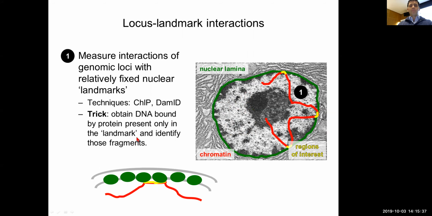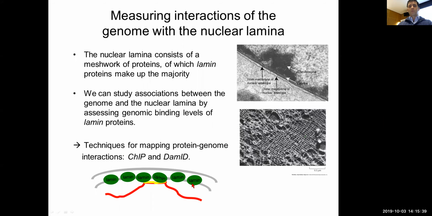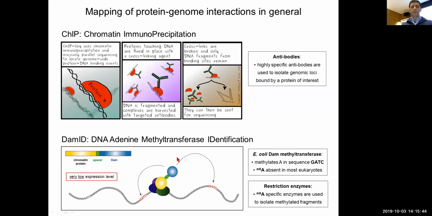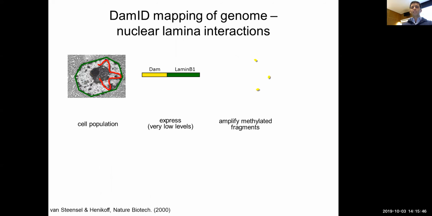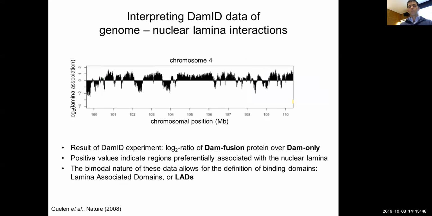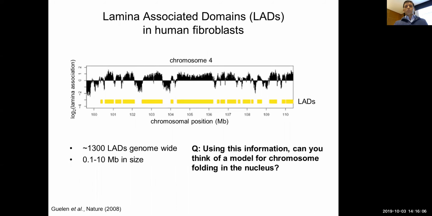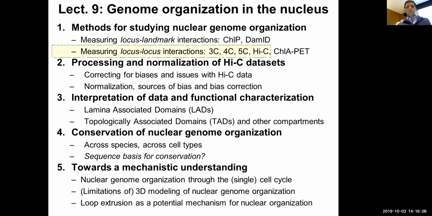Basically, we obtain DNA bound by this landmark and find those fragments. And we can use either ChIA-PET or DamID to do that, okay? And then you basically end up with all of the regions that were associated with the lamin, and you can see which regions were lamin associated above the line and which regions were not lamin associated below the line, okay? And that tells you about these LADs, lamin associated domains. Raise your hands if you're with me so far. Awesome. So these are the LADs in yellow, okay?